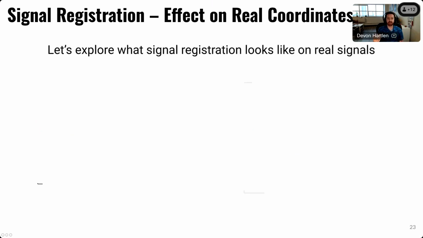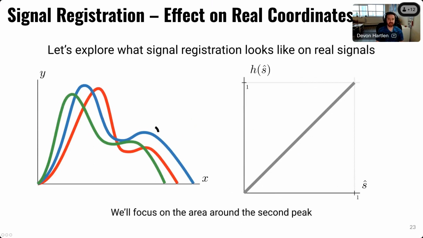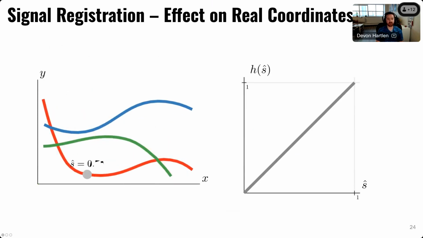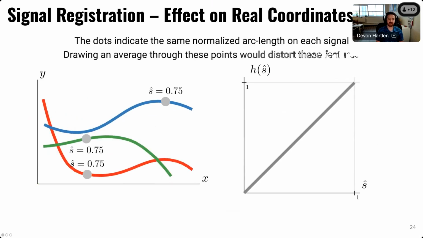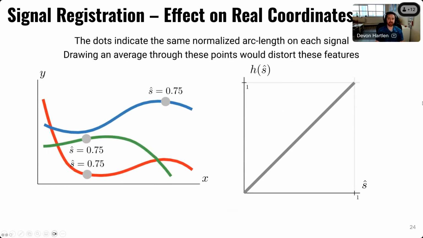So let's explore what signal registration looks like on real signals. We're going to go back to our initial set of signals in the XY space, and we're going to focus on that area around that second peak and that valley. If we zoom in and we add our arc length of 0.75, we can see that we have this peak, this valley, and this somewhere in between. And as we had shown earlier, if we draw an average through this, we're going to completely distort that shared feature among all three signals.